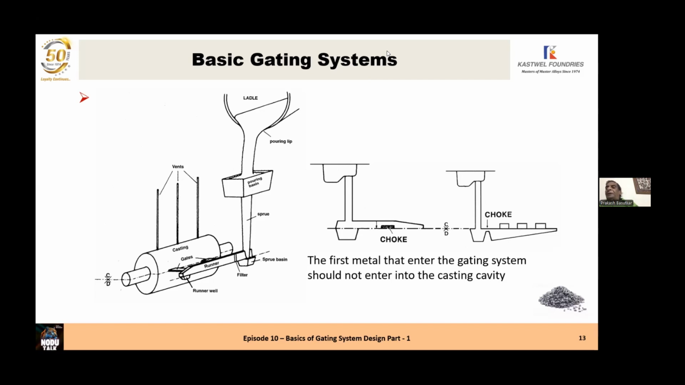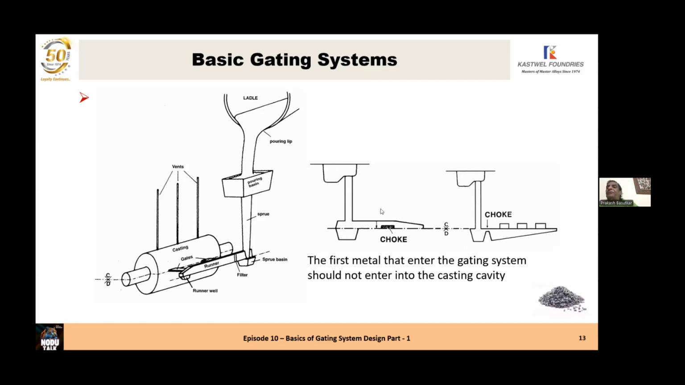Okay. And just a precautionary note, some filters break during transportation. They are covered with coating, and the coating breaks, and it is likely that some of these coating particles may enter the casting cavity. And these are very, very hard particles. So they will cause problems during the machining of the casting.